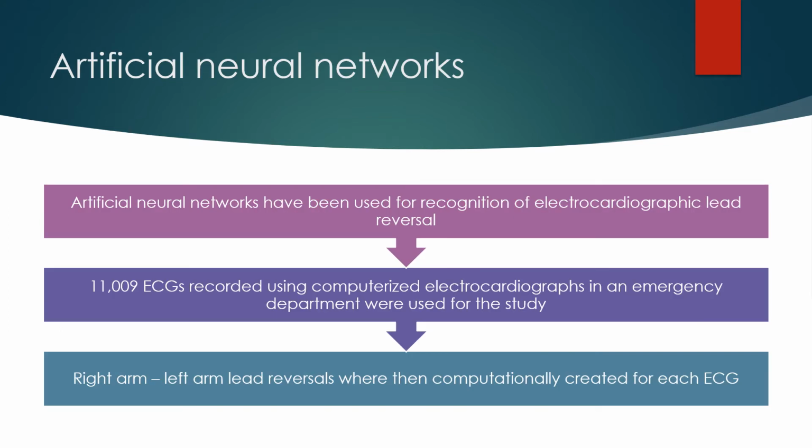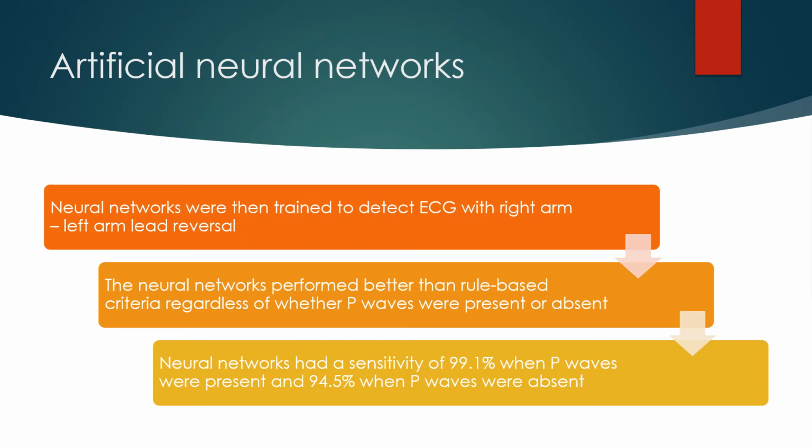Artificial neural networks have been used for recognition of electrocardiographic lead reversals. 11,009 ECGs recorded using computerized electrocardiographs in an emergency department were used for the study. Right arm left arm lead reversals were then computationally created for each ECG. Neural networks were then trained to detect ECG with right arm left arm lead reversal. The neural networks performed better than rule-based criteria regardless of whether P waves were present or absent.